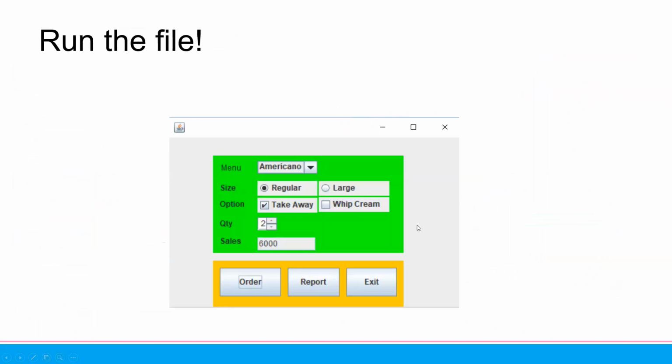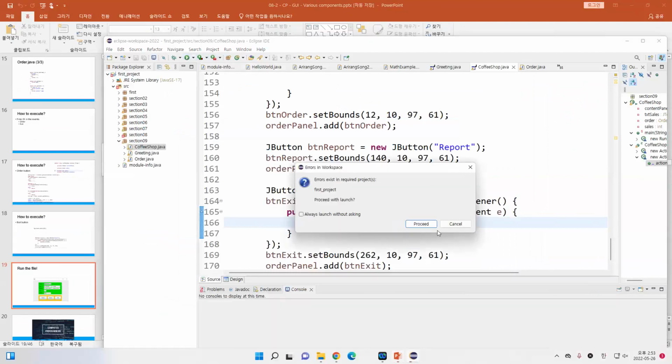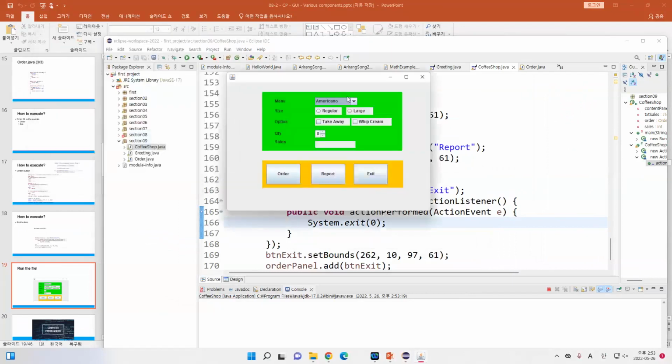Now, yeah, there is at least exit. And okay, let's try with order. Let's try with order. You can run. I want to order Americano, and then I want to select the size regular, and then I want to have takeaway. Okay, I want to buy one. That's it. So I will click the order. Now it shows 3,000. How about if I click 2? If I press order, okay, now it shows 6,000.